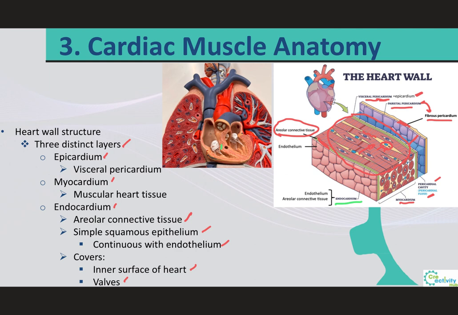We have the right atrioventricular valve, which, like the name says, will sit between the atrium and the ventricle on the right side. Then we have the same type of valve on the left side, and it makes sense that it will be called the left atrioventricular valve. In addition, we can see a valve right at the entrance of the pulmonary trunk, and this valve will be called the pulmonary valve. And the main function of the valves is to prevent the backflow of blood.